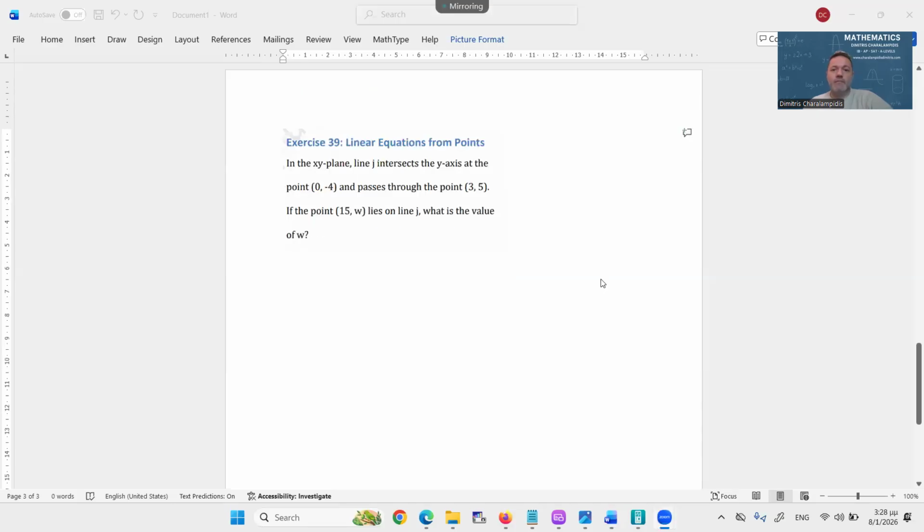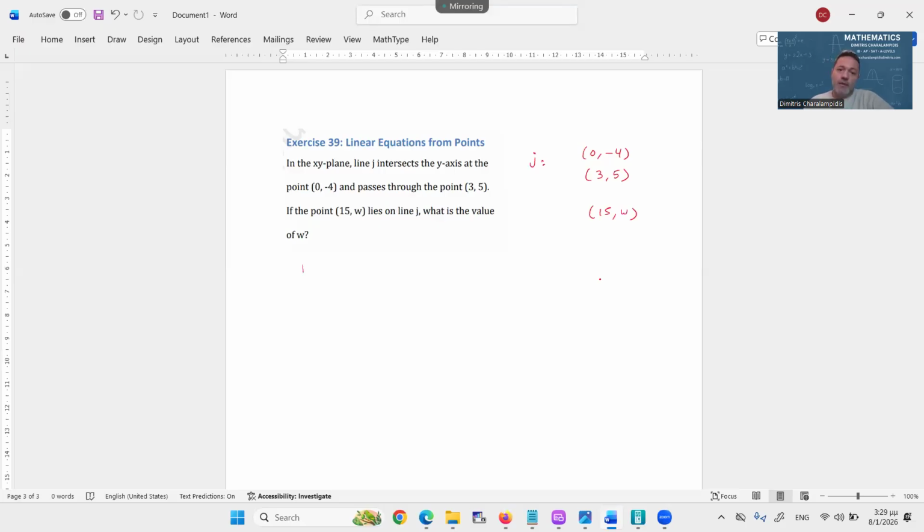Exercise 39. It's a linear equation from points. In the xy plane, line J intersects the y-axis at point (0, -4) and passes also through the point (3, 5). If point (15, W) also lies on the same line J, what is the value of W? So, at first, I need to find the line that passes through these 2 points, meaning its equation.